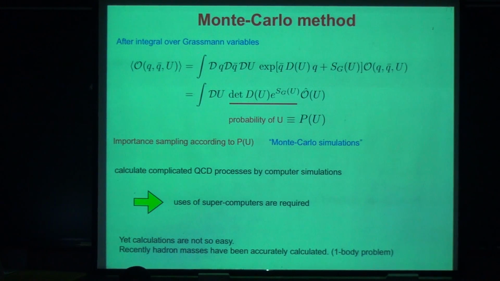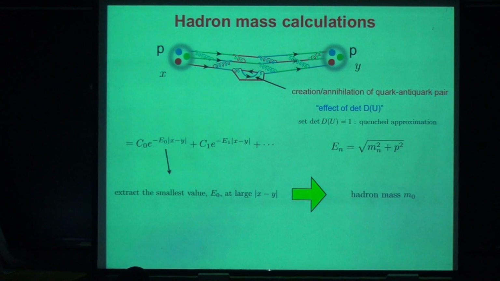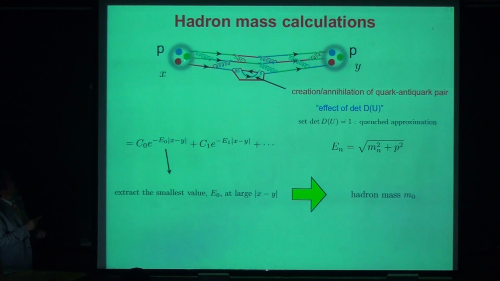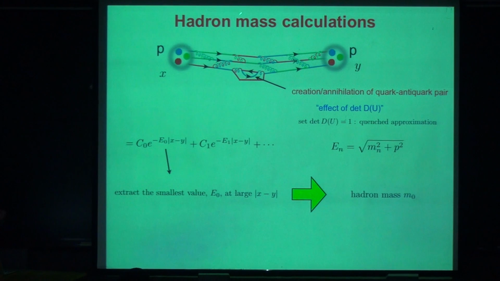Calculating physical quantities using this technique. First, the simplest quantity is hadron mass. Since the proton and neutron are made of quarks, their mass is not so easy to obtain. It's not the sum of the masses of the three quarks. Almost all hadron mass comes from interaction energy, so it's very difficult to calculate.